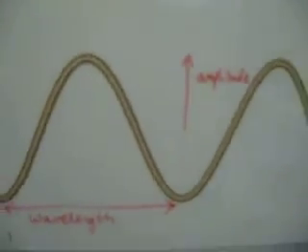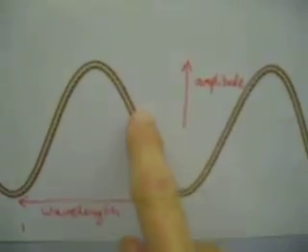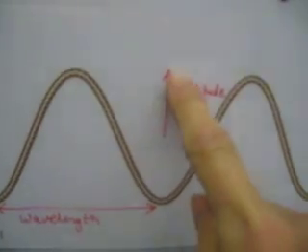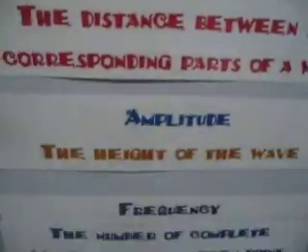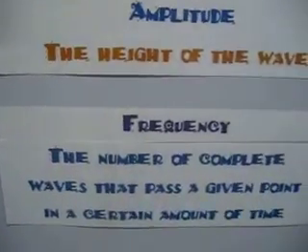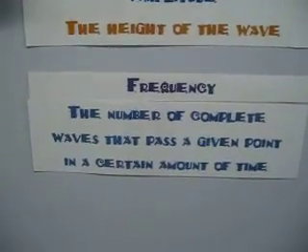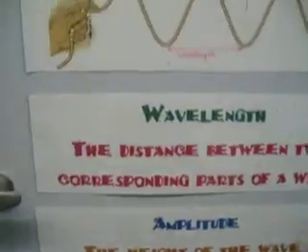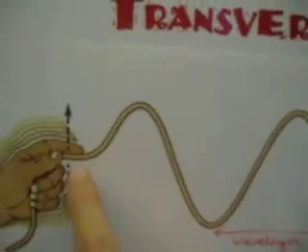The amplitude is the height of the wave, measured from the slinky's resting point up to the peak. And the frequency is the number of waves that pass by, usually in a second. So how many waves have gone by in a second? Let's have a look to see how we measure.